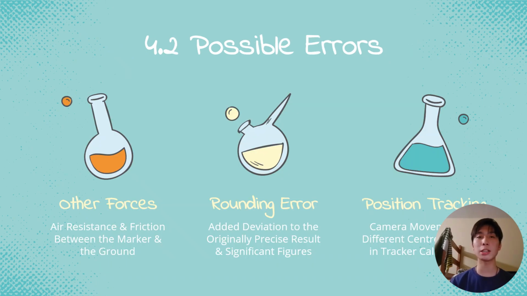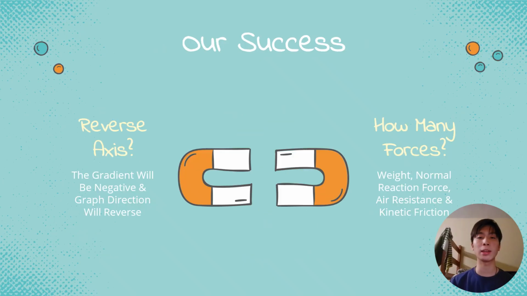The possible errors include other external forces which are not in the assumption, for example air resistance and kinetic friction between the marker and the ground, and also the rounding errors of the calculation and the use of significant figures. Also, the position tracking and video recording might have some issues, because we might have recorded the video too early. That's why there's a straight line, which means the marker isn't moving at first.